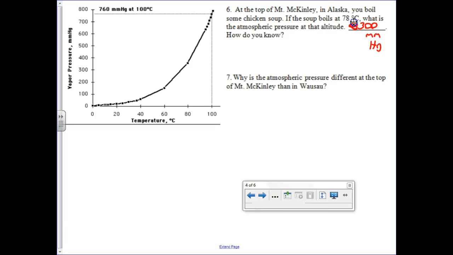How do you know? Because I just said the definition of boiling. Okay? Why is the atmospheric pressure different at the top of Mount McKinley than in Wausau? Okay, why is there less atmospheric pressure on the top of the mountain than there is in Wausau? Bennett? It's like less stuff above you. There's less stuff above you pushing down, right? So the atmospheric pressure is the weight of the atmosphere pushing down on you, right? So if you're down at sea level, you have a whole bunch of atmosphere above you. If you're on top of a mountain, you've got a lot less atmosphere pushing down on you.